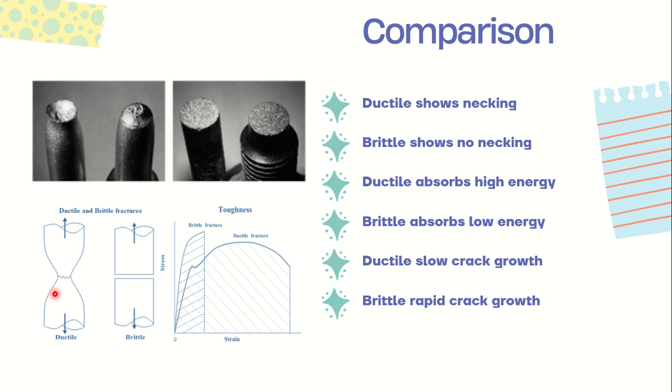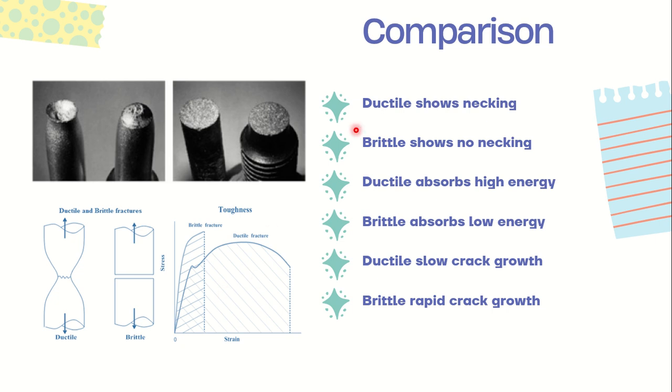See this image also, which represents the ductile fracture. We give the load on the upper side and then the lower side, like this. Then this is necking; this area is called necking. This is the cup and cone type of fracture. This is a brittle material, which has a cleavage type of fracture.